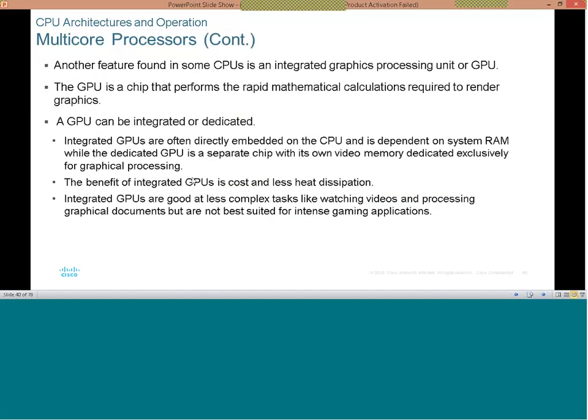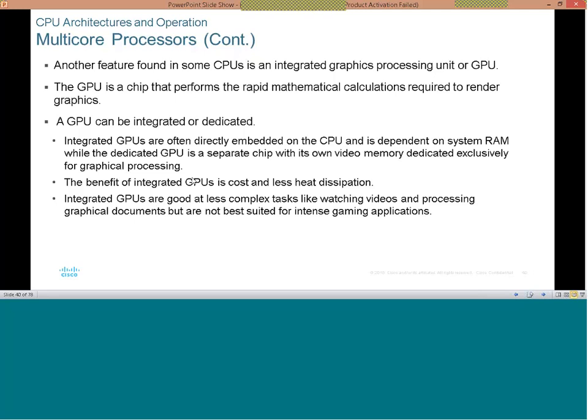Another feature found in the CPU is an integrated graphics processing unit, or the GPU. The GPU is a chip that performs the rapid mathematical calculations required to render graphics. So this is another feature which is very much needed. Oftentimes when you want to make a system procurement, you also check the CPU and the GPU, because you want to be sure that it can help process a high volume of graphics on the system.